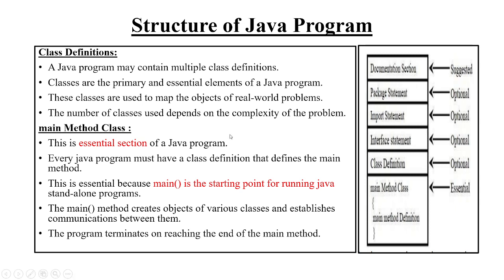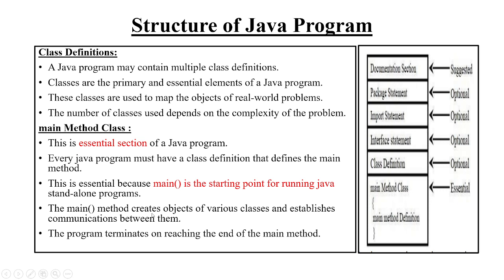And the next talks about the main method class. This is the essential section of the Java program, and every Java program must contain one class which contains the main method. Why? Because main is the starting point for the execution. Always the execution begins from main.